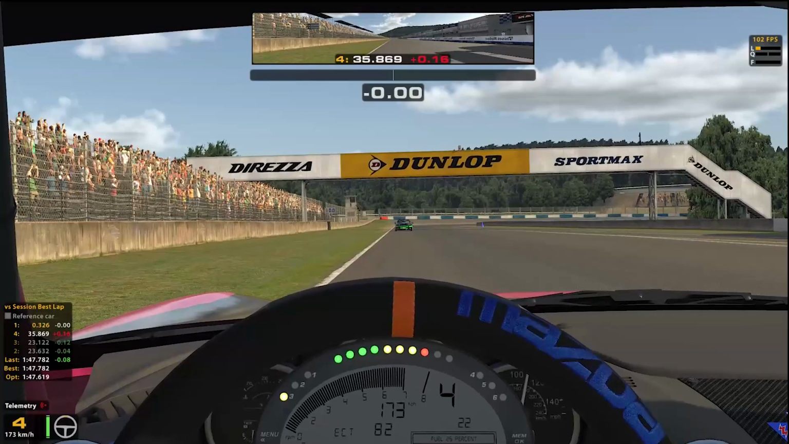Now, this is 1:47.782. By no means my fastest lap, quite a long shot from it, about half a second slower, but let's look at the telemetry data for this lap.